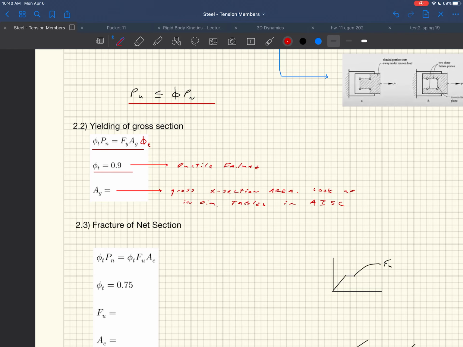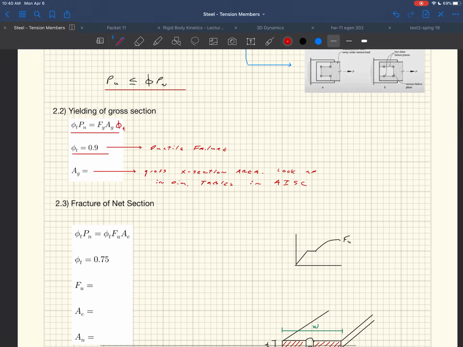But also, if it's like a wide flange member that you're going to be using as a tension member, then look it up in the table. That's one of the things that shows up in the dimension tables in your AISC manual. Right? You remember the dimension tables? You look that up, and there are all the members throughout the entire document. Area is one of the things that you can look up. Okay.